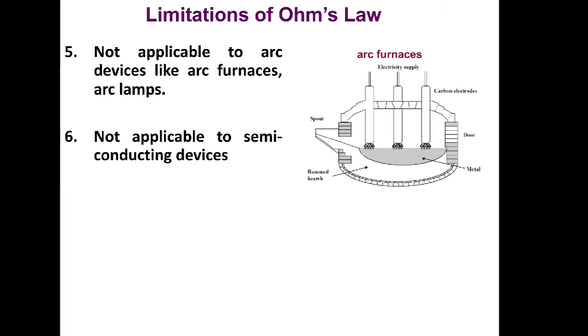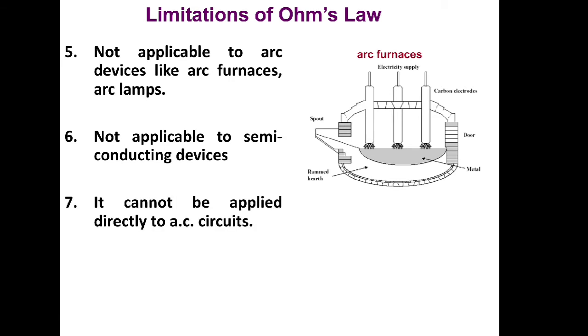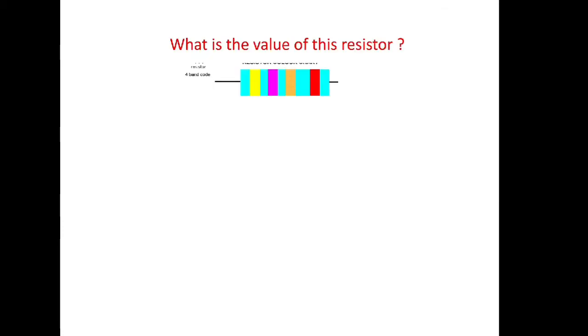It is also not applicable to semiconductor devices, well known as non-linear devices, because Ohm's law can be strictly applied only to a linear device where the voltage-current characteristic is a straight line passing through the origin. In semiconductors, the V-I characteristics are non-linear in nature, and that is why it cannot be applied. It also cannot be applied directly to AC circuits, because inductance and impedance come into the picture.